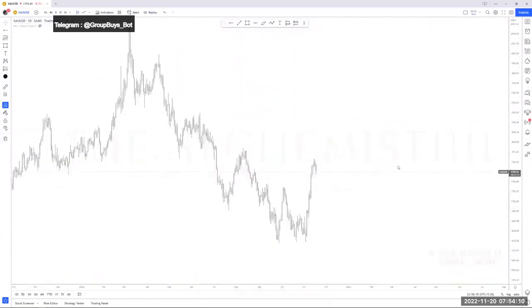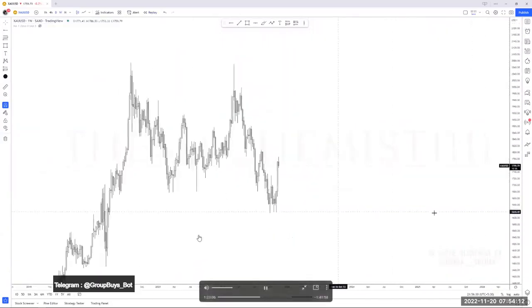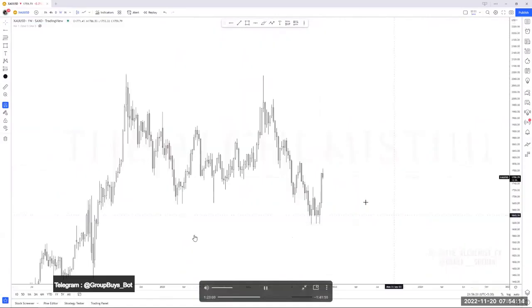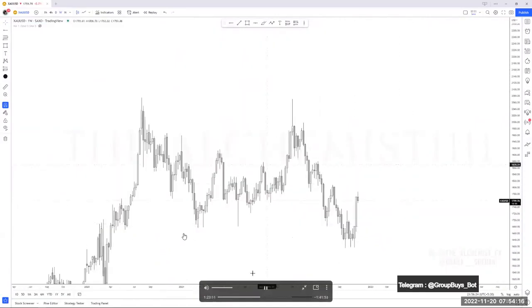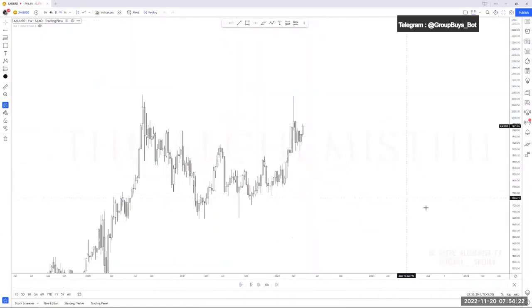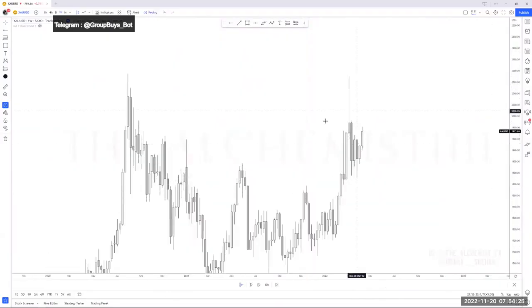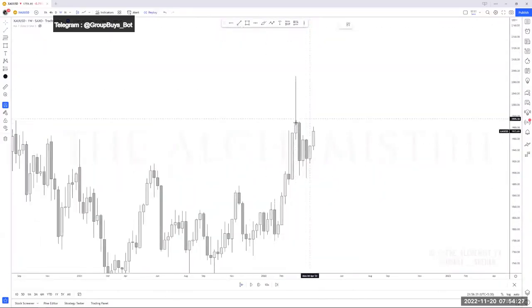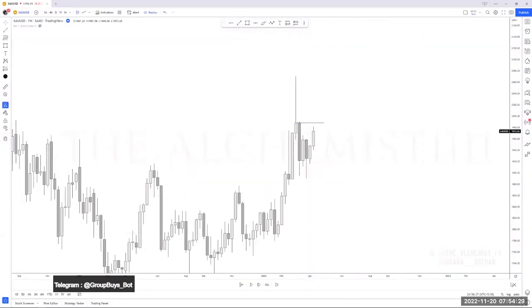Let's look for a weekly to weekly storyline. Where do we have clear weekly to weekly ones? Here we go, we have one in here. Not a very good one, but that's okay. What is this? A weekly resistance, right? We had a weekly resistance over here.